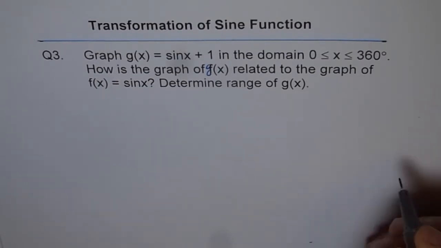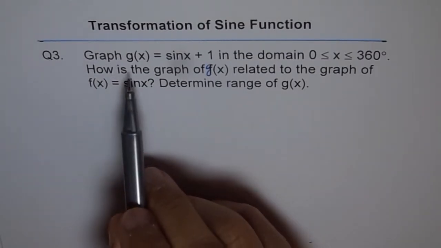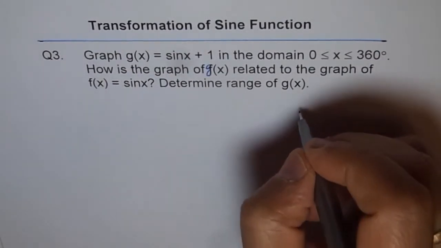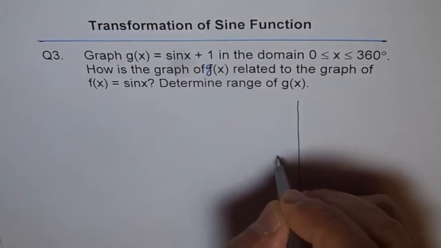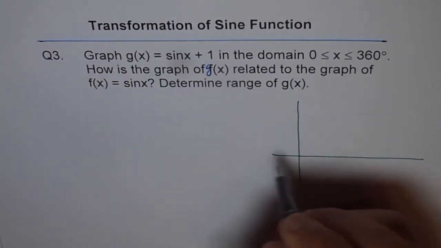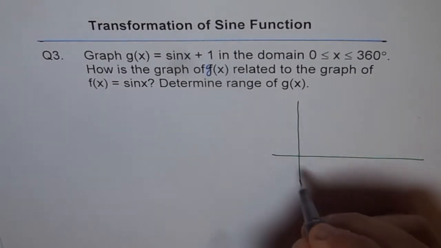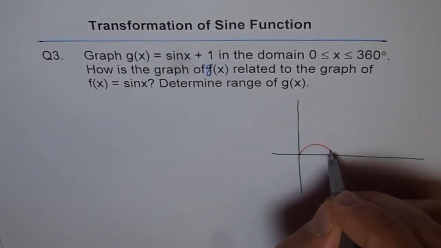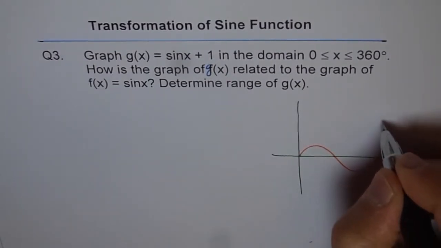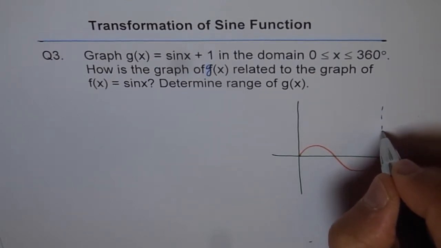So let's first sketch the graph. We need to sketch the graph of g(x), which is sine x plus 1. Let this be my x-axis, and let me first draw f(x), which is sine x, and that is the sine function. Correct? So let me draw some guidelines. That is the time period, 360 degrees. Correct?